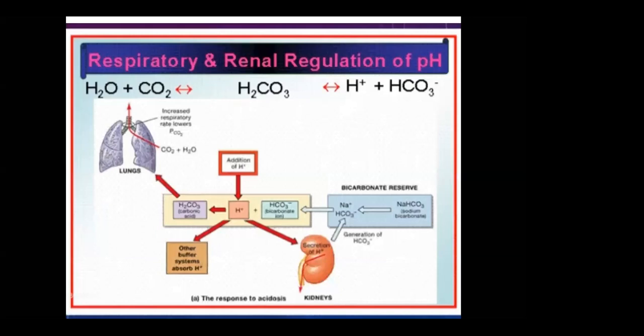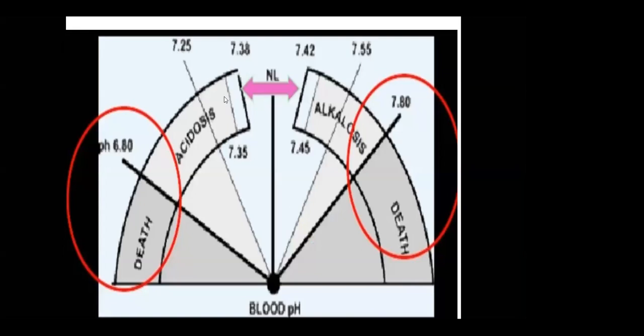The kidney and the lung, meaning the excretory system and respiratory system, stand in for each other in regulating blood pH, through excretion of CO2 and production of bicarbonate. Blood pH is between 7.35 and 7.45. Values below 7.35 lead to an acidotic state, and values above 7.45 are already an alkalotic state.